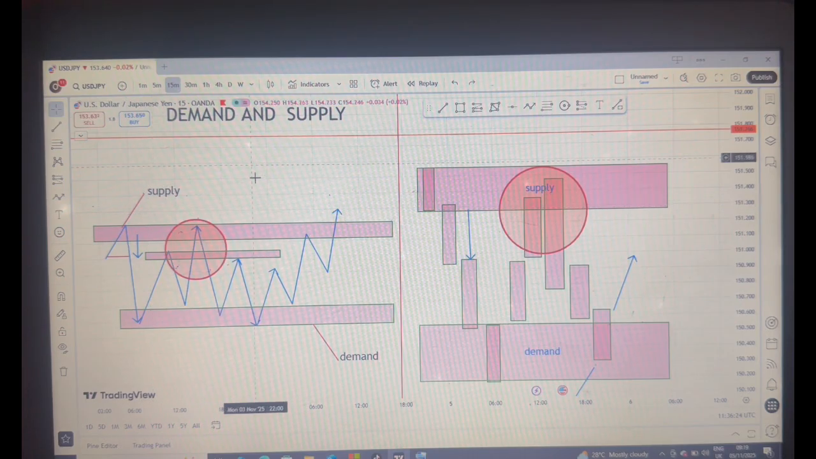So after that, let's move to this demand zone here. We have cleared the supply. I hope we all understood that.